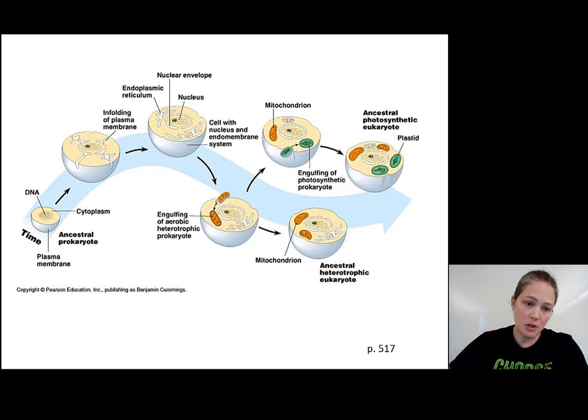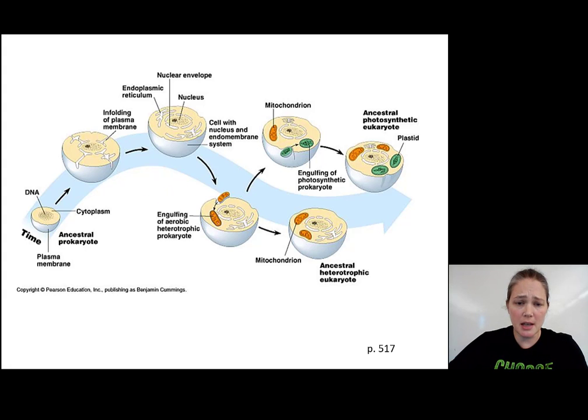Here's another picture of this, right, showing time. The ancestral prokaryote with its DNA and cytoplasm. Also, eukaryotes formed because of these infoldings of plasma membranes that eventually separated from the outside of the membrane. So that's how we get the inner endomembrane system. So Golgi body, endoplasmic reticulum, nuclear envelope, nucleus, those sorts of things.